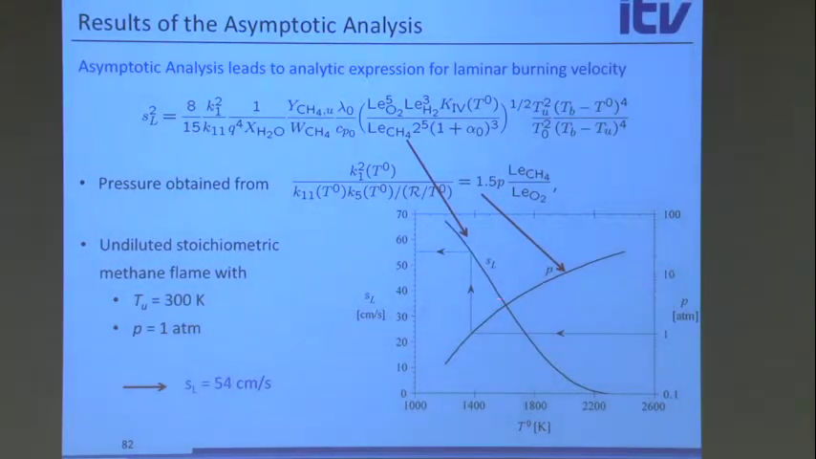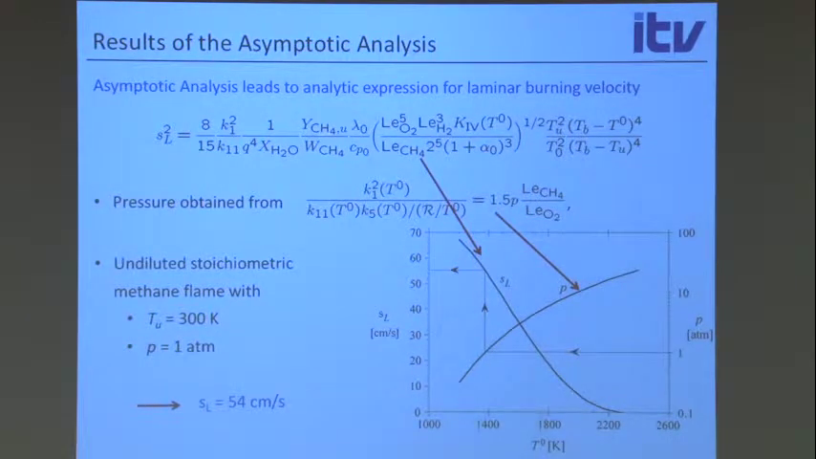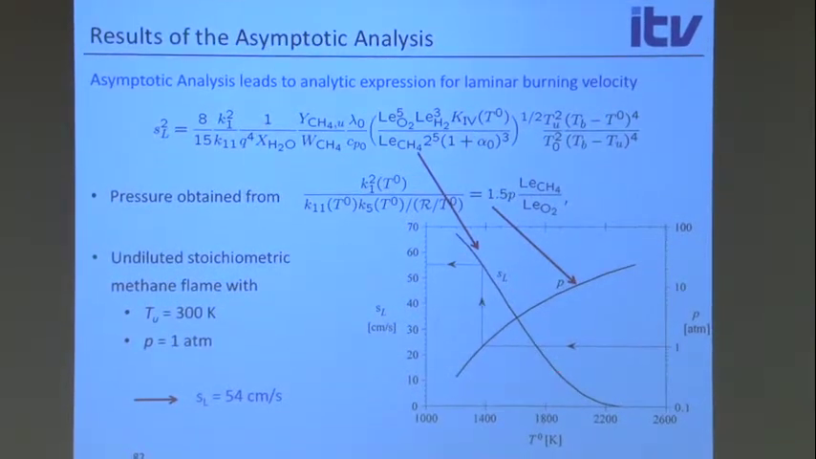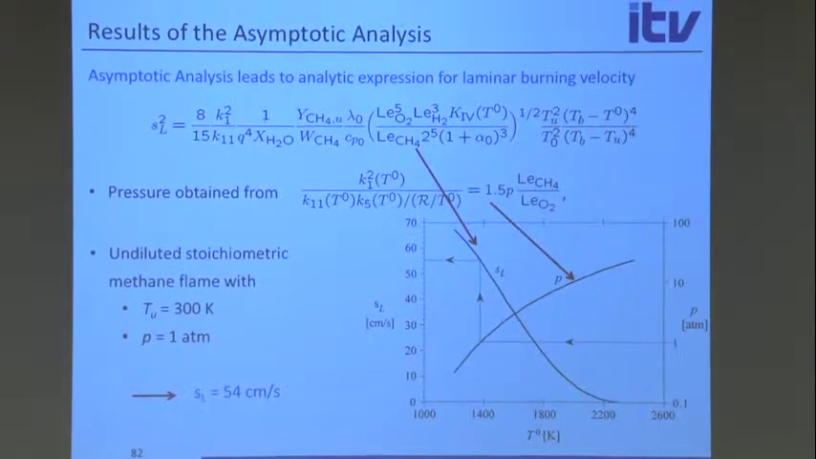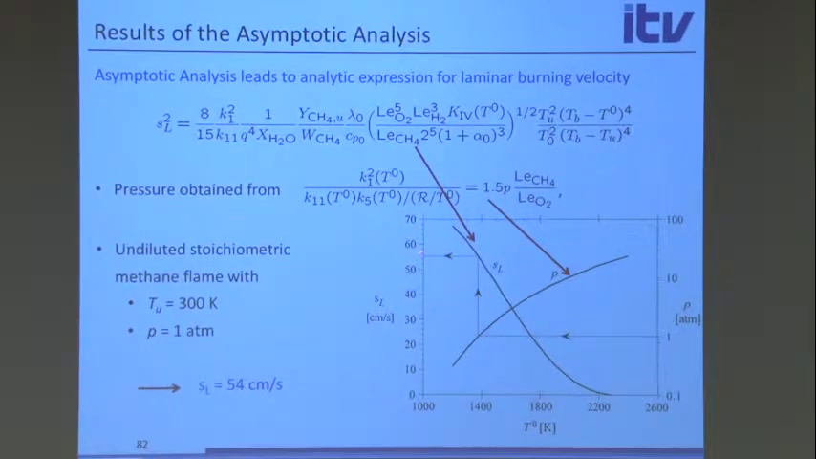So that's done here. Basically, this line is the inner layer temperature as a function of pressure, and then for 1 bar we can just say, okay, this is the inner layer temperature, and this line here is SL as a function of inner layer temperature, okay? So this is the inner layer temperature for 1 bar, 1400, and then I can say, okay, for 1400, this is the SL here. So I get something like 55 centimeter per second.